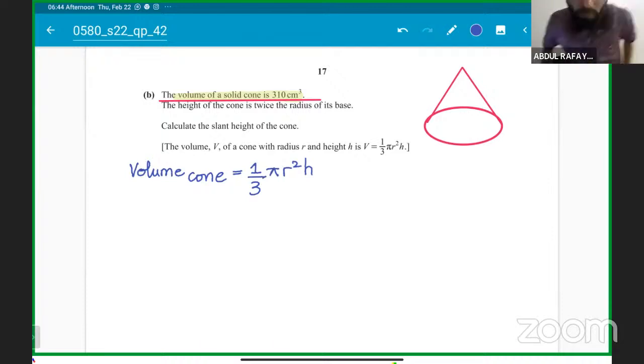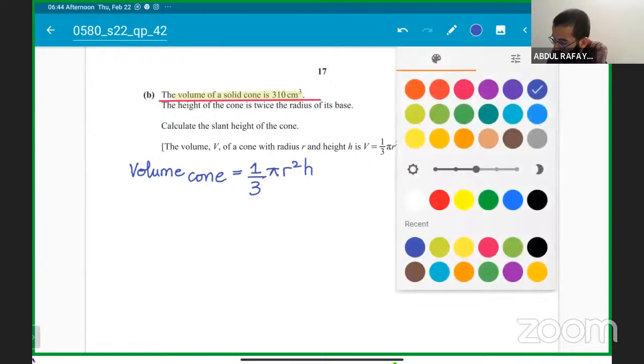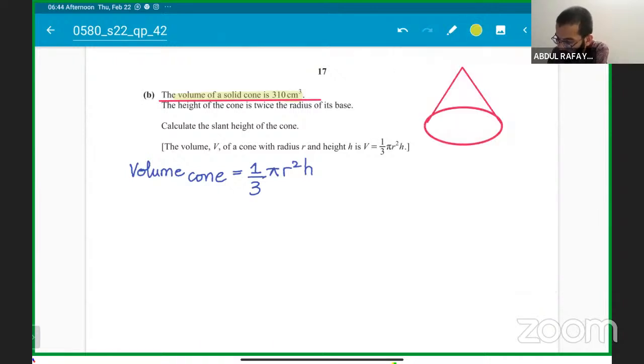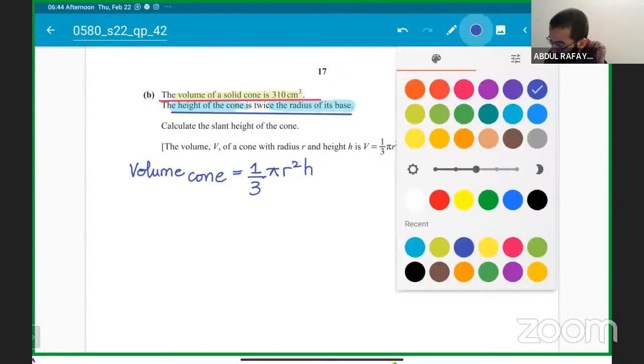Let's continue. What I was saying is that the volume of the solid cone is 310 centimeter cube. So we have been given the volume. This is not difficult, it's just more steps and more parts. The other statement is that the height of the cone is twice the radius of its base.